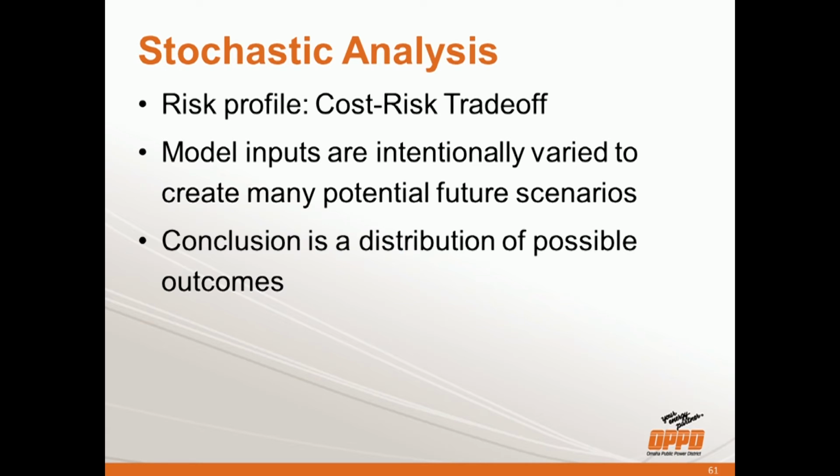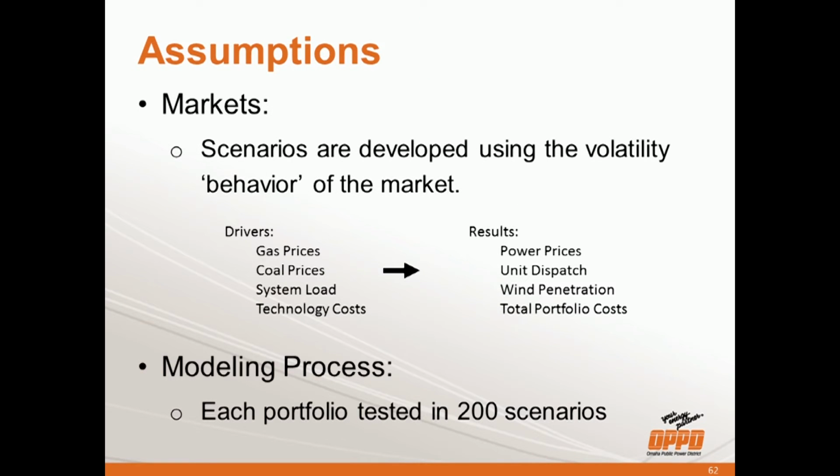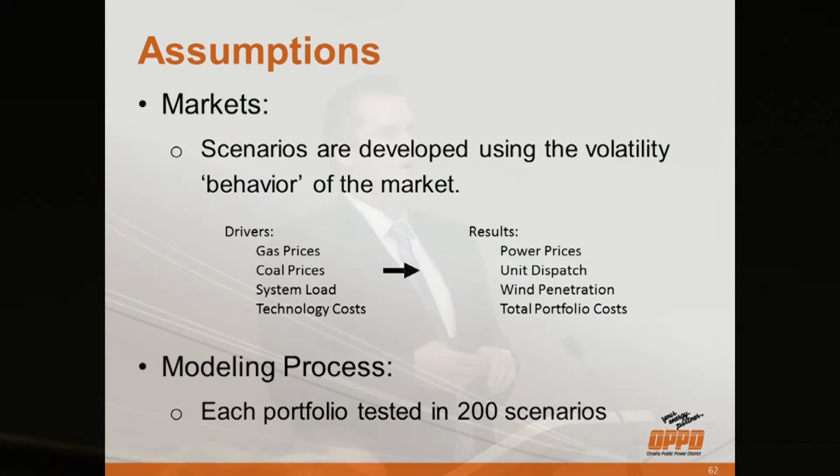And so here's the drivers that I talked about in the middle of the slide on the far left. So we take those inputs and we intentionally introduce volatility to them. And then the result is an updated power price. It affects the way that units are dispatched within the model, how wind penetrates within our footprint, and obviously the total portfolio cost. Another item that's noteworthy here is for each of the 4 portfolios, blue, yellow, orange, and pink, we have done 200 different scenarios for each of those 4 portfolios. So we feel like we've got a reasonable amount of potential outcomes associated with each of those portfolios to review.